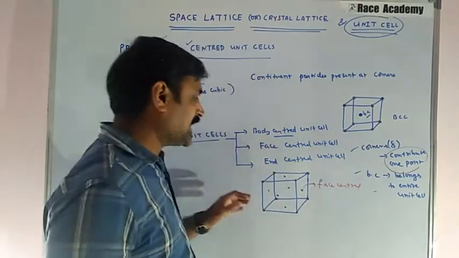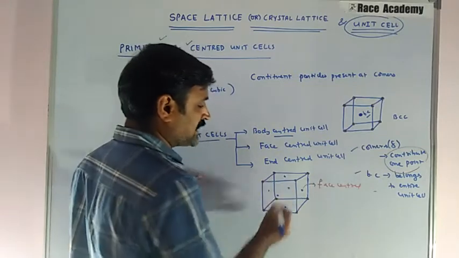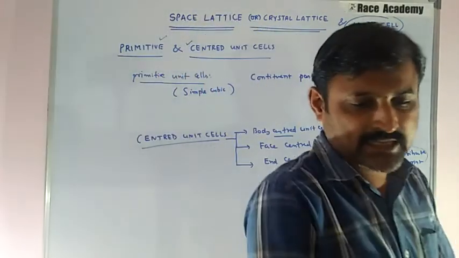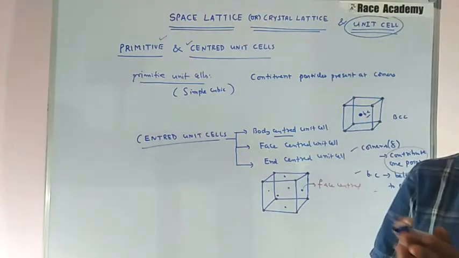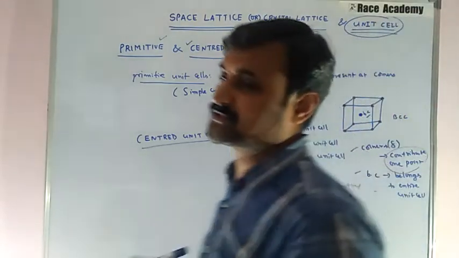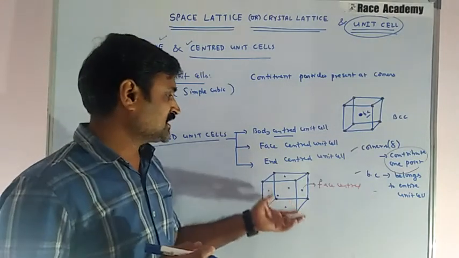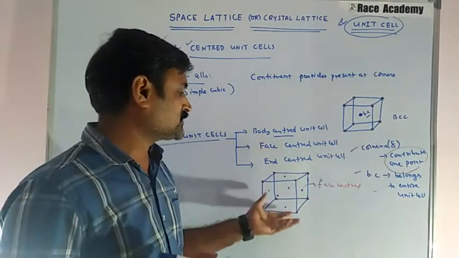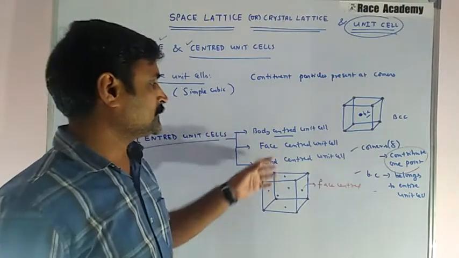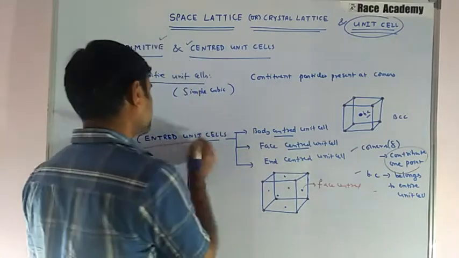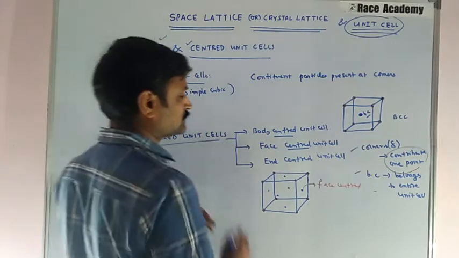So for initial understanding, we can say that on each face we have one point at the center, besides the ones at the corners. So this is face centered. This is called a face centered unit cell. This also comes under centered unit cells.